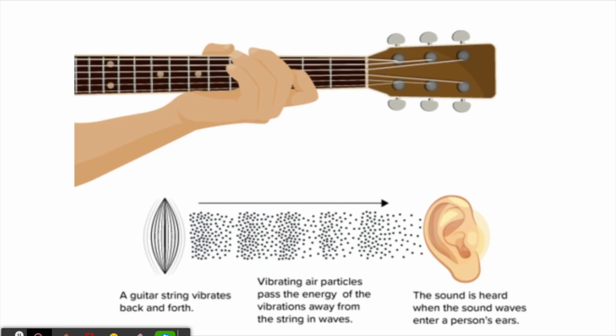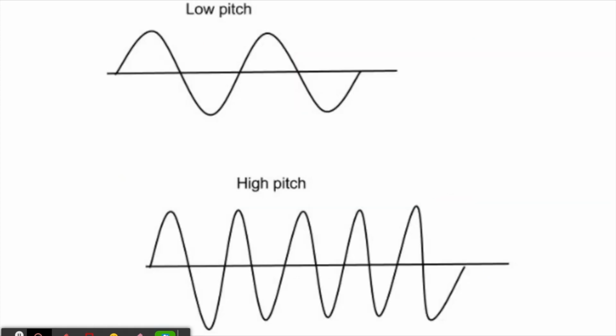So now about how we hear those sounds. Here's just a quick little demonstration. So on the left side over here, the guitar string, it vibrates back and forth, and here is the string vibrating, and this is the disruption to the air that it's causing. Here are the sound waves in the air, the vibrating air particles. They pass the energy of the vibrations away from the string in waves. And then these waves then travel into a person's ear.